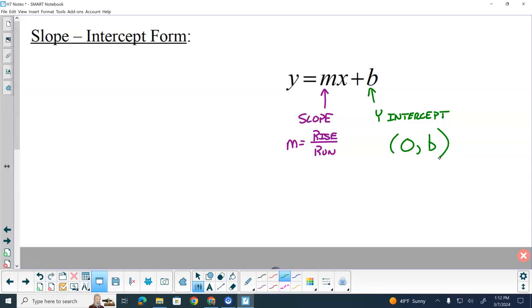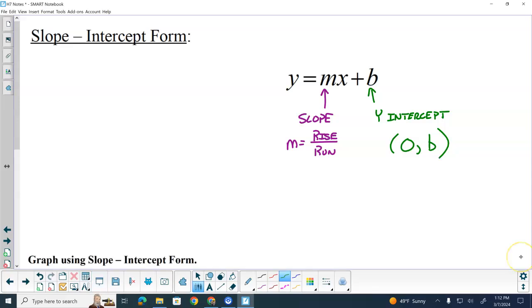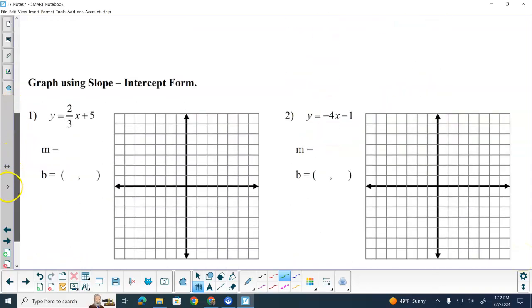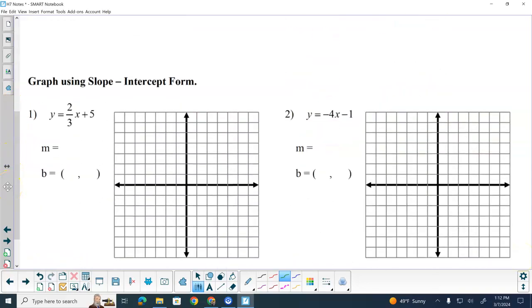What do you think the first step is? So if I just gave you, like in number 1, right below it, y equals 2/3 x plus 5, what's the first thing we're going to do? We need to graph it. We want to graph it. What do we do first? We use the slope first or the starting value?